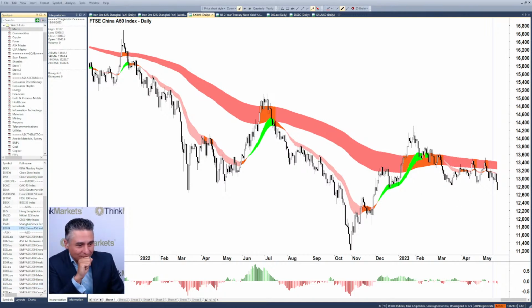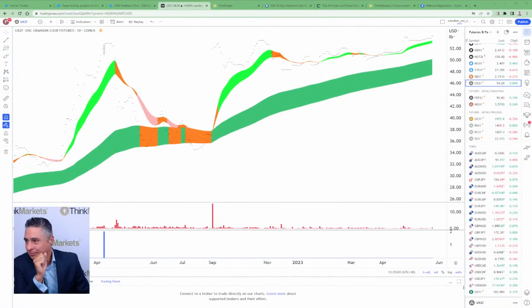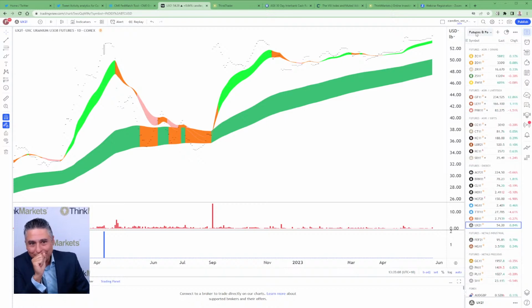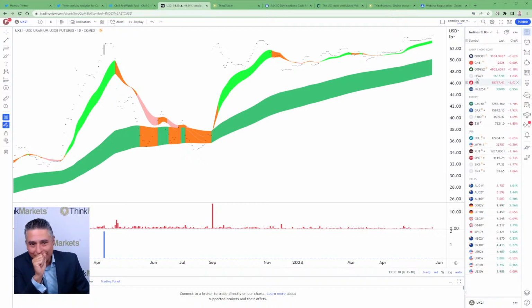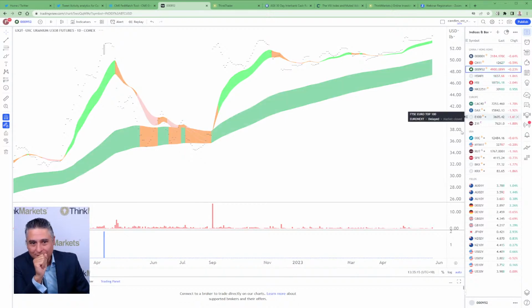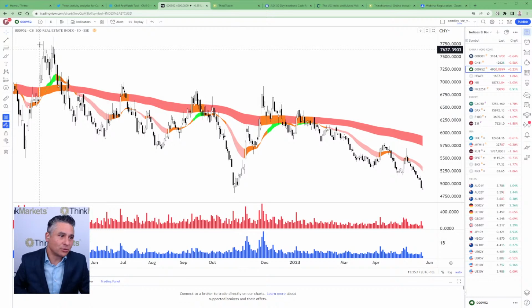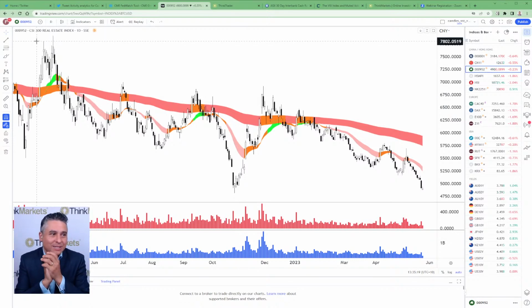And I'm going to have to go somewhere else to show you these charts. But let us get to here, indices, and look at the property indices for China. And it's the 000952, otherwise known as the CSI 300.